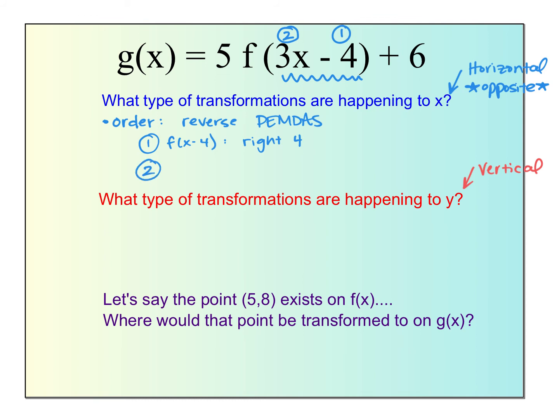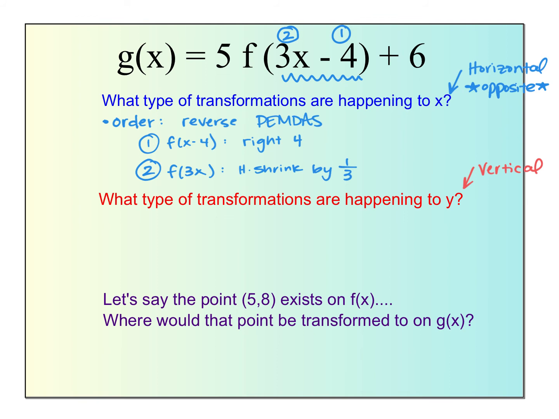Second is the multiply by 3 on the inside. And I know that when I multiply by 3 on the inside, the opposite is going to happen. This is going to be a horizontal shrink by a factor of 1/3.